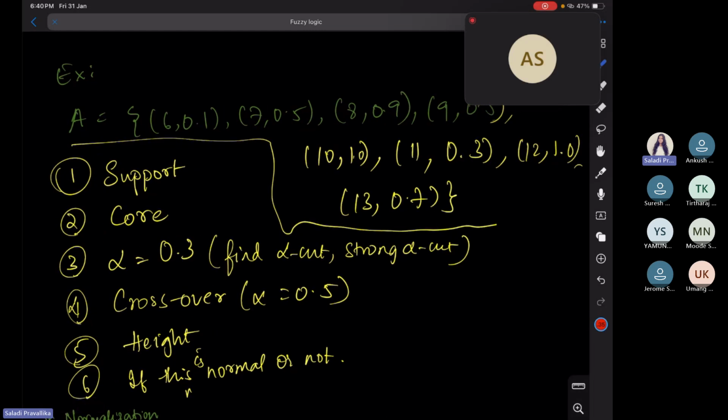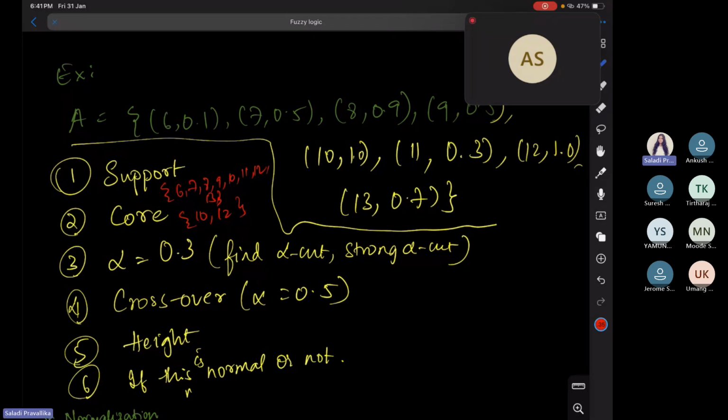For support, we should be having the membership values as greater than 0. So we have the support set to be 6, 7, 8, 9, 10, 11, 12, 13. That's it, right? So that's the support. And for the core, we need to have the membership value as equal to 1. I randomly gave these values, so there are a lot of ups and downs here. So we have the core set between 10 and 12 because those two are the only x values that have a membership value equal to 1.